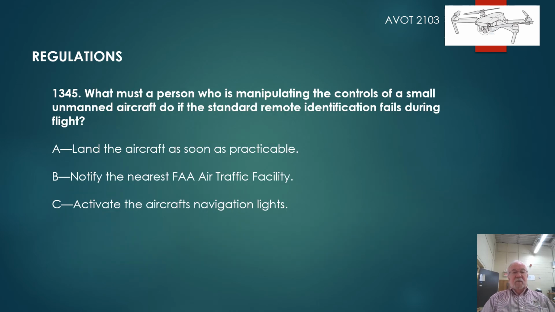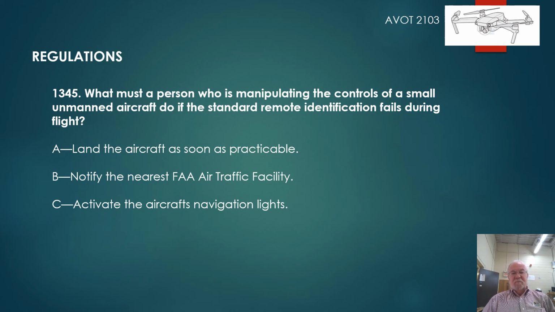All right. Here's another question. What must the person who is manipulating the controls of a small unmanned aircraft do if the standard remote identification fails during flight? Land the aircraft as soon as possible. That sounds reasonable. Notify the nearest FAA air traffic facility. Nah, that's not when you ever do that. You don't need to do that.